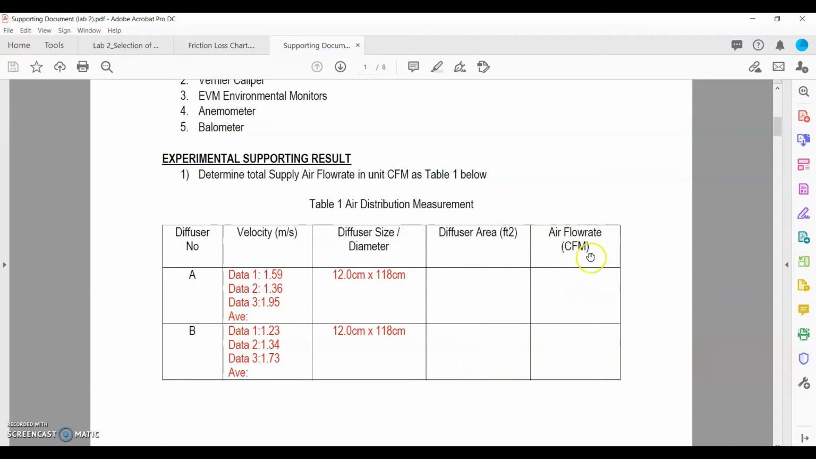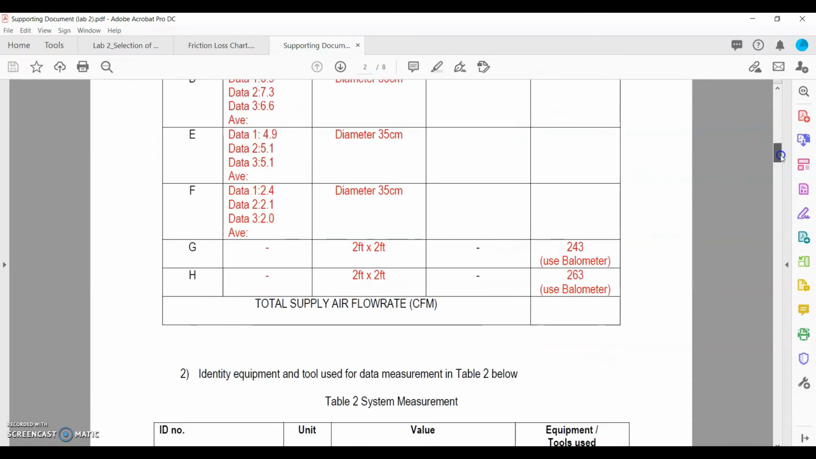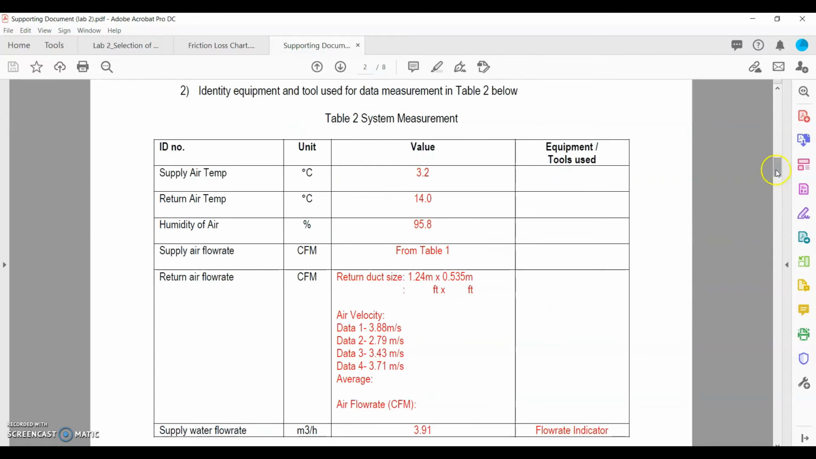The air flow rate is in cubic feet per minute. Since it is stated as cubic feet per minute, you need the velocity value in feet per minute, so you need to convert from meters per second to feet per minute. Then multiply by the area in square feet, and you get CFM. So just fill in this table.